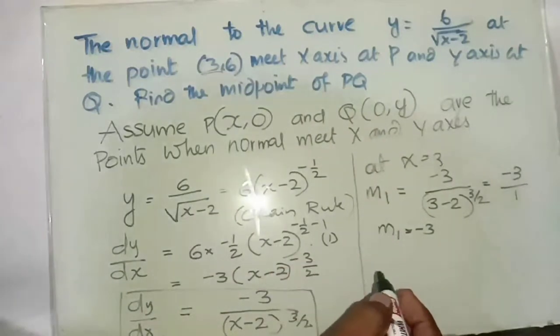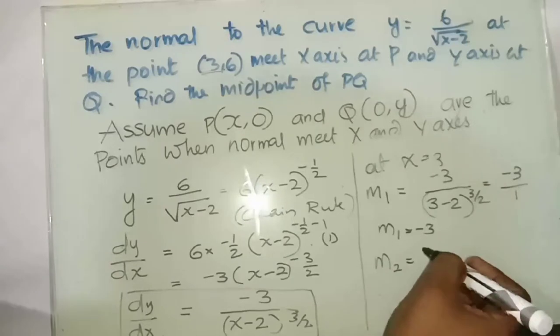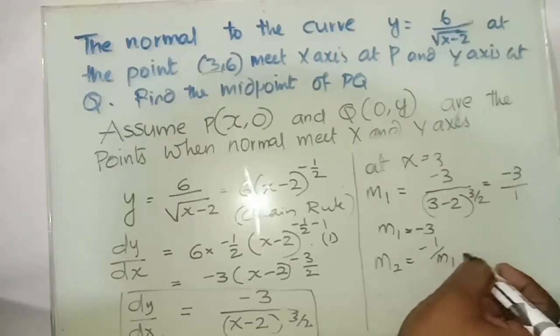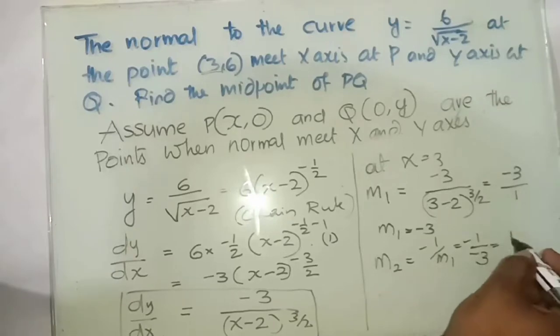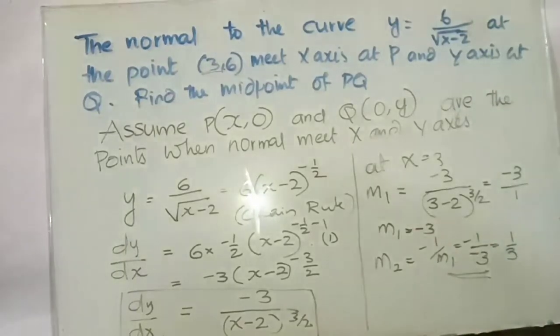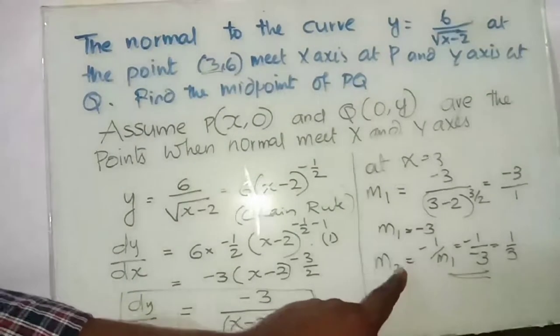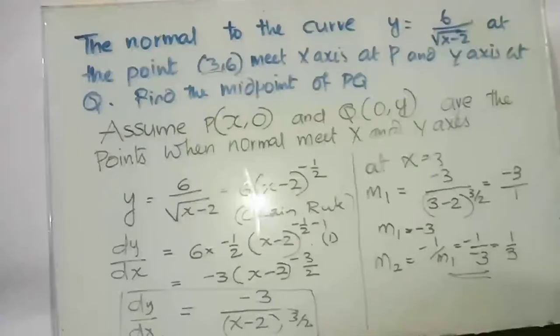Therefore, gradient of the normal is minus 1 by m1, which is equal to minus 1 by minus 3, that is 1 by 3. So we got the gradient of the normal here. Now with the help of this gradient and this point of contact, we have to find the equation of normal.